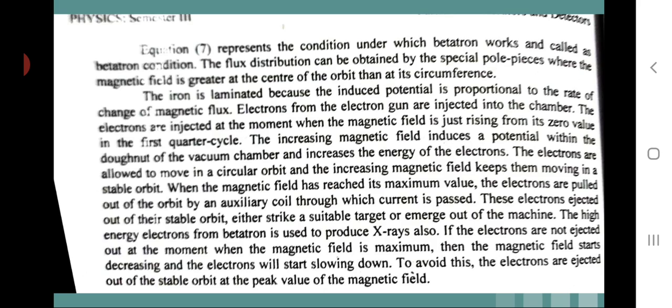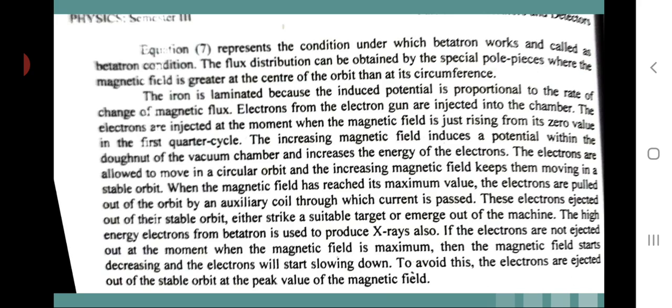The flux distribution can be obtained by special pole pieces where the magnetic field is greater at the center of the orbit than at its circumference. The iron is laminated because the induced potential is proportional to the rate of change of magnetic flux.